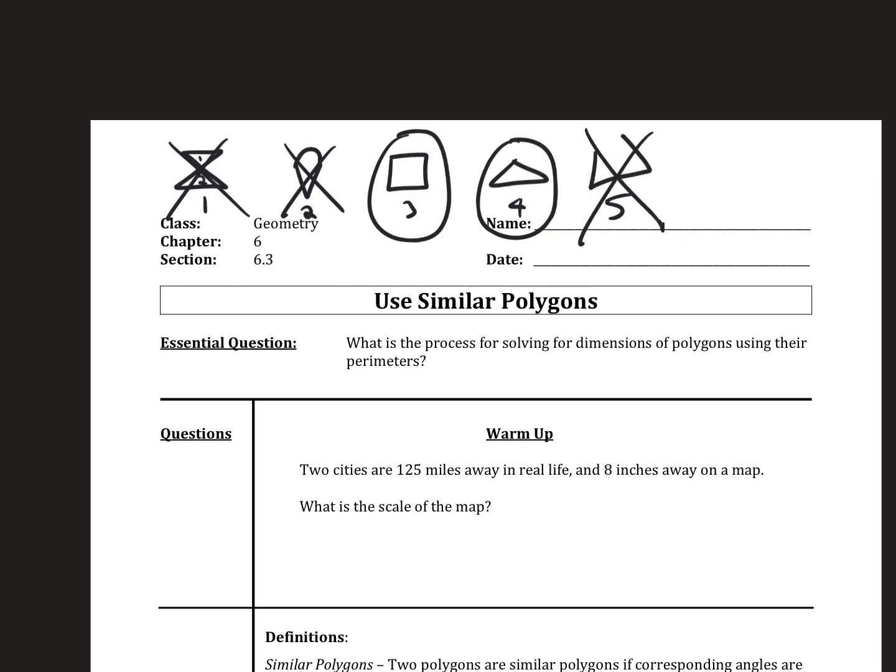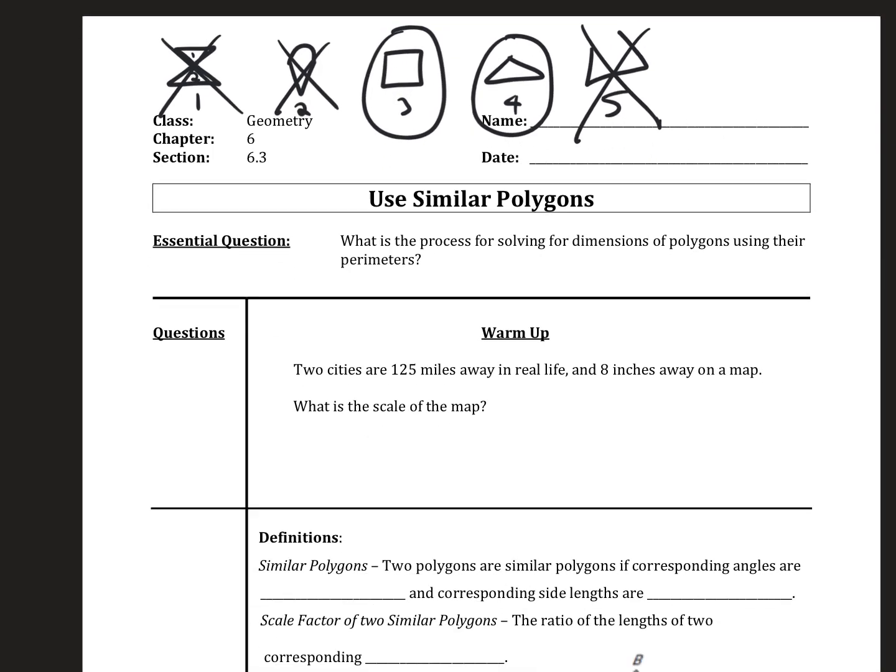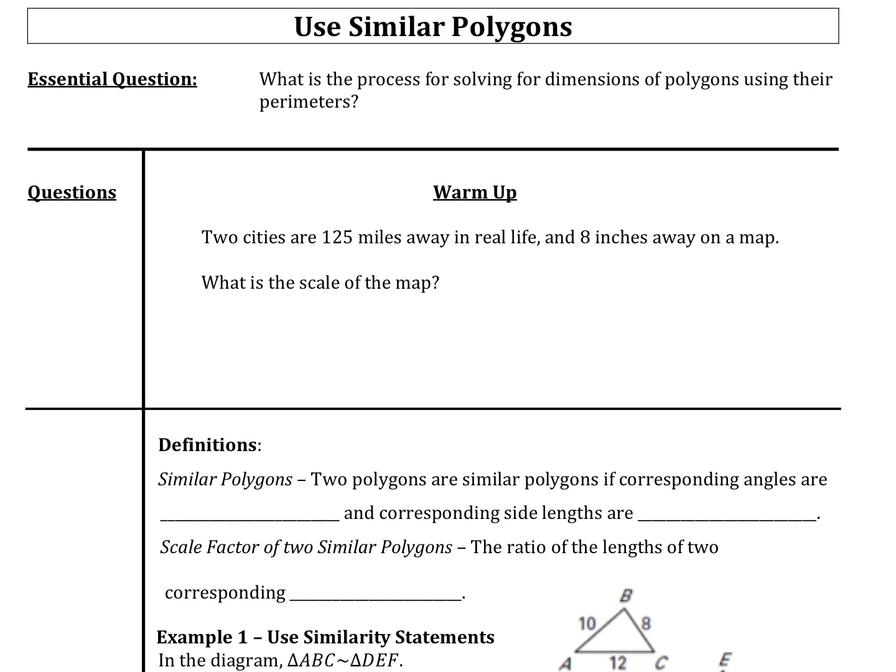So the big things, it's basically a 2-dimensional shape. It needs to have no sections, no curves, and be connected. And that's what makes a polygon. We also have a warm-up here. It says 2 cities are 125 miles away in real life and 8 inches away on the map. What is the scale of the map? Why don't you pause the video and see if you can do this review from the last section.